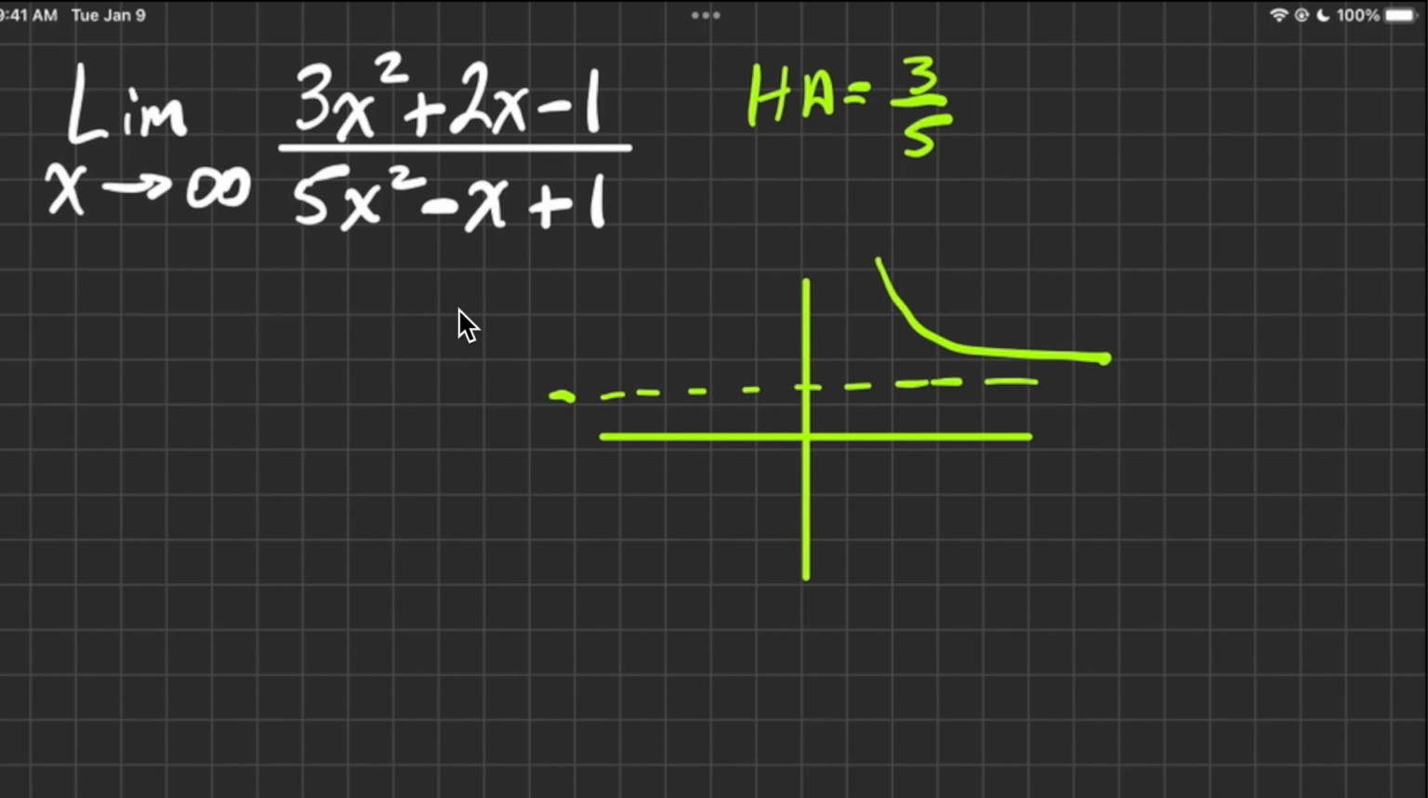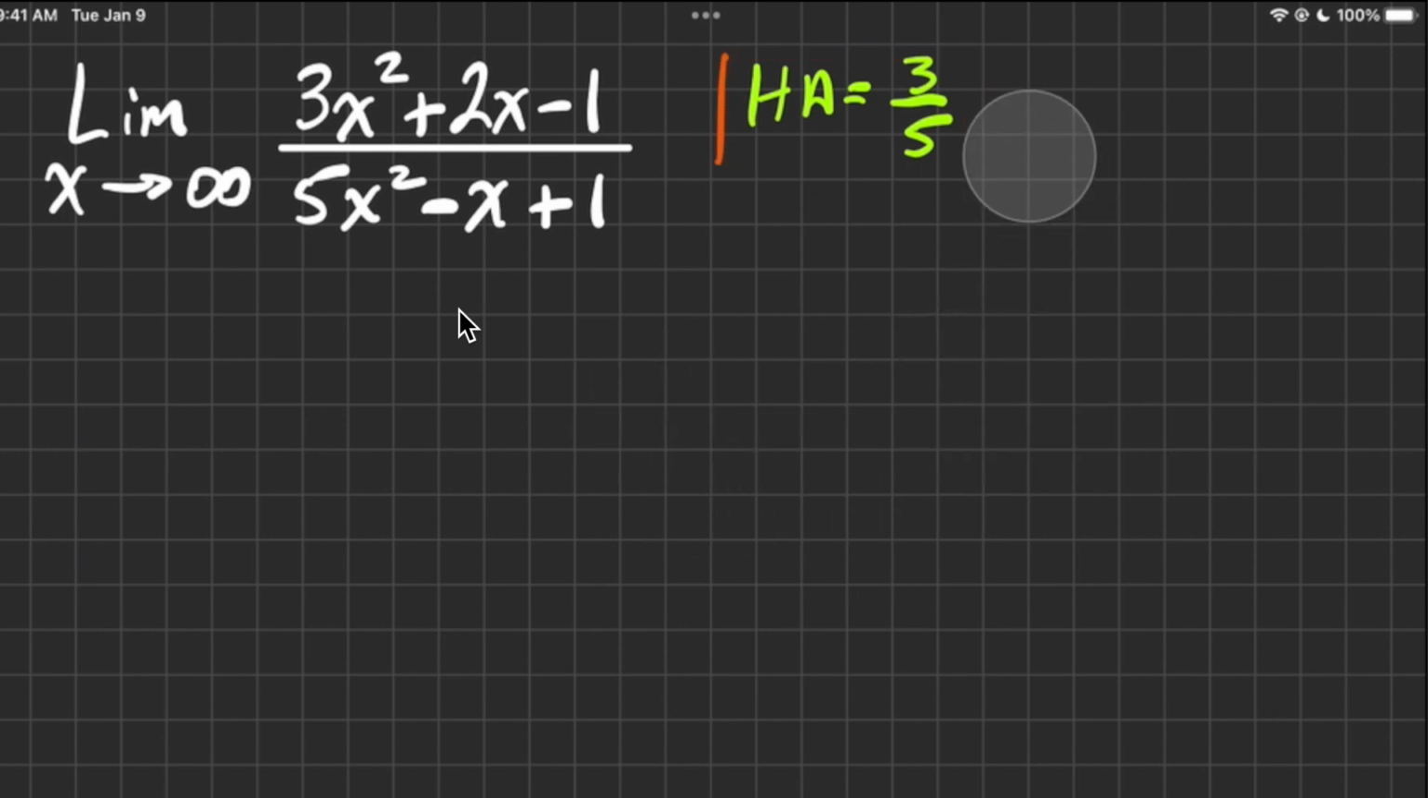Now, just looking at it, we don't know if it's going to be from above or below, but we do know that the final answer of this limit is going to be 3 over 5. But this is not a pre-calculus video, so let's talk about a couple of other ways to do this.